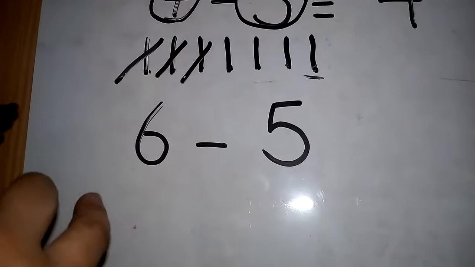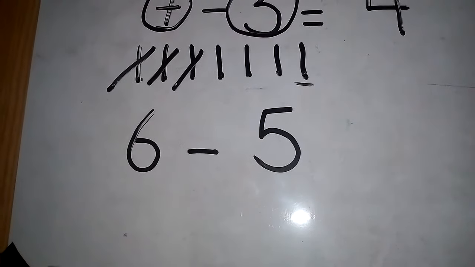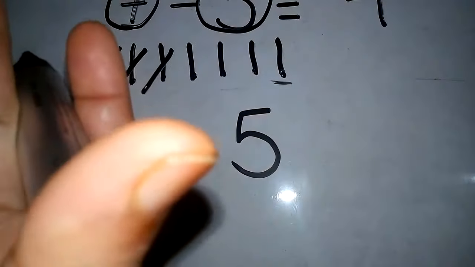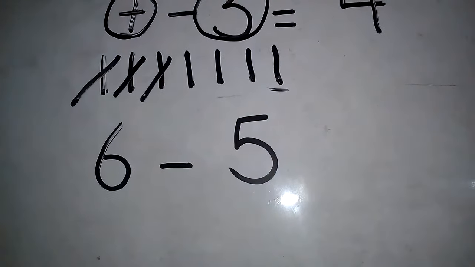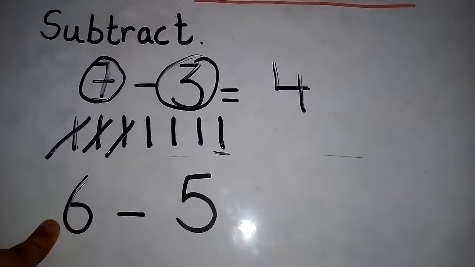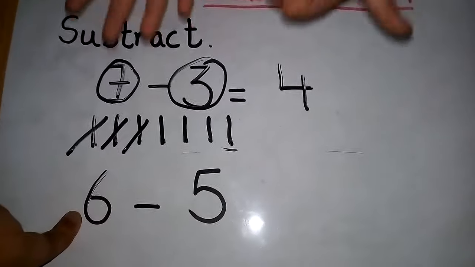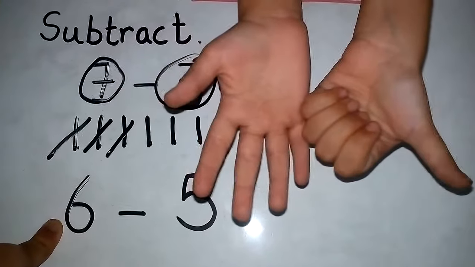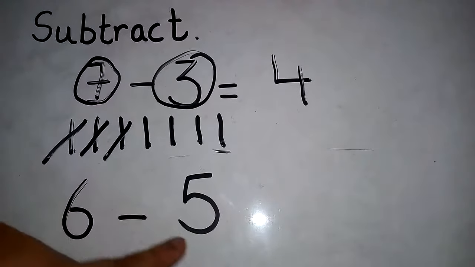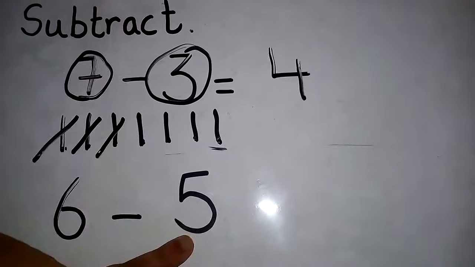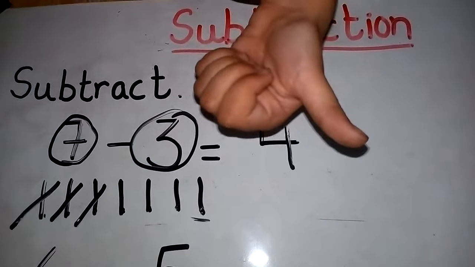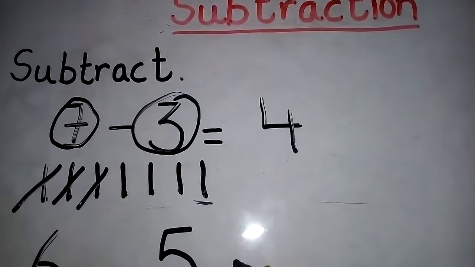Okay, here you can use a different method. You can involve your child by showing different fingers, by using his or her fingers. So first of all, tell him to take 6 fingers, okay? Show your fingers. Yes, 6 fingers. And how many do you have to close? 5 fingers. Yes, close 5 fingers, and how many are left? 1. Yes, the answer is 1.